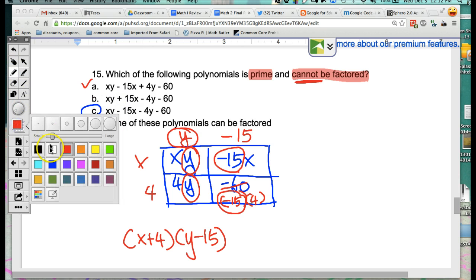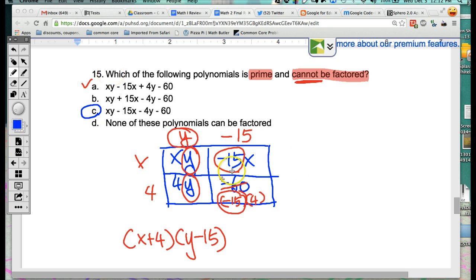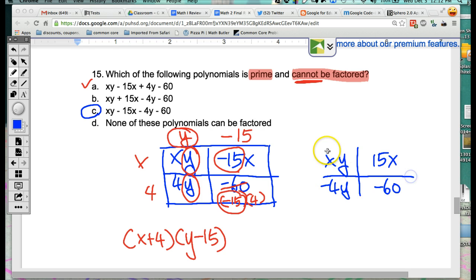So let me go ahead and start right here, okay? I'm going to go ahead and write xy. And then this one is plus 15x. And then I have negative 4y. And then I have negative 60. And so again, I gotta draw my box.